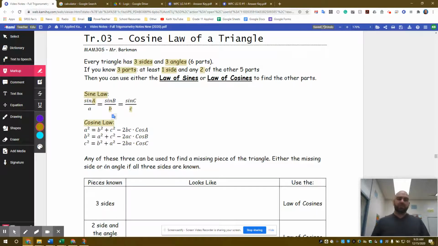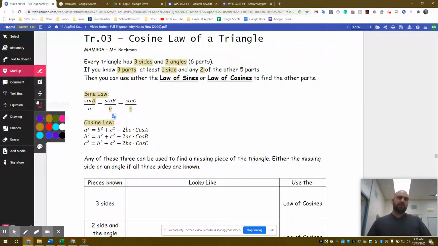Cosine law deals with cos as well as a variation of the Pythagorean theorem. I'm not going to go through the proof of how cosine law works like I did with sine law. It's a little more complicated, and we're not going to go through it. We're just going to say this is what cosine law is, and this is how we're going to use it. So for cosine law, we have three different variations. They're all the same thing, they just deal with different angles and sides.